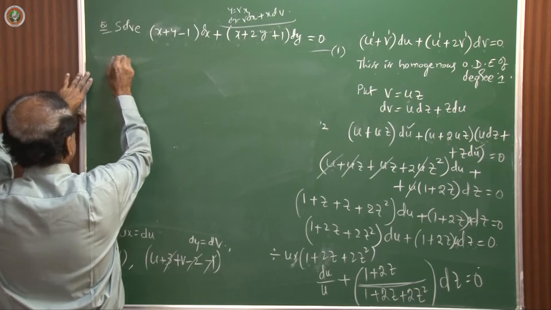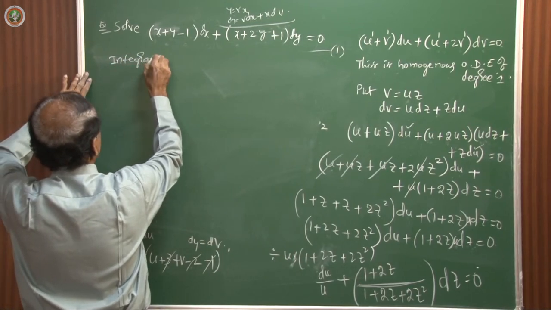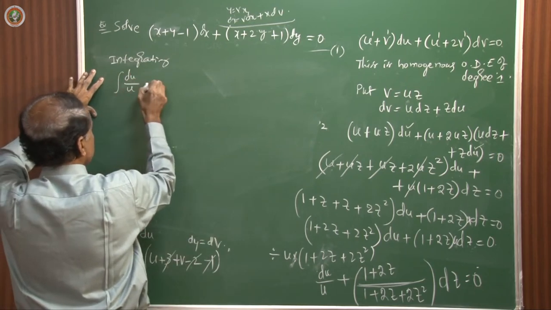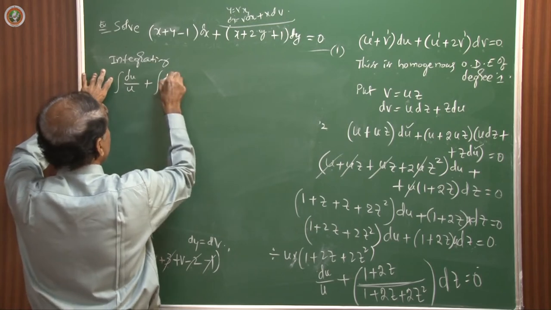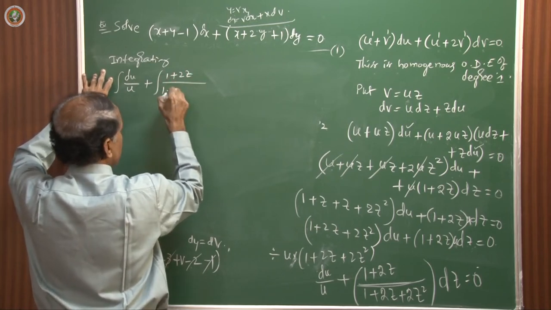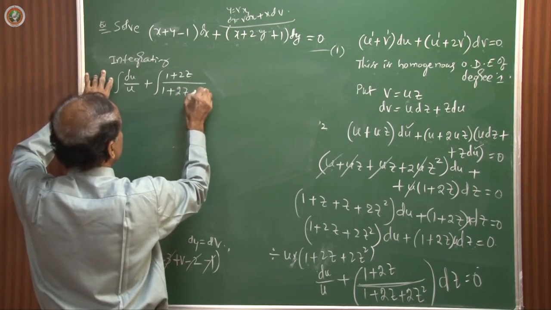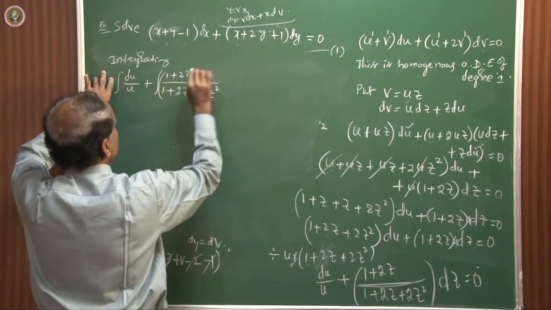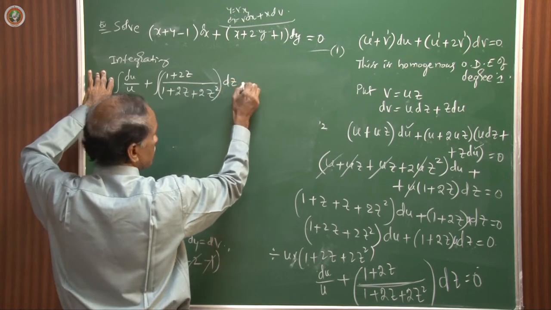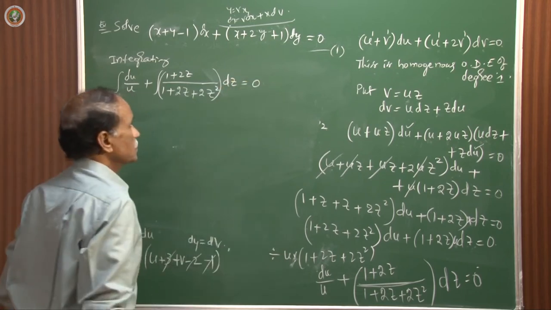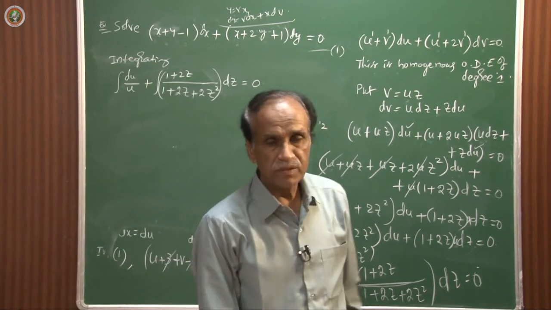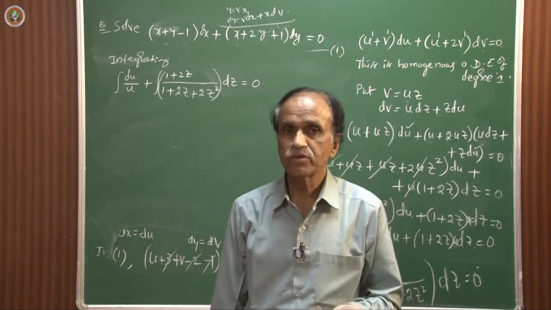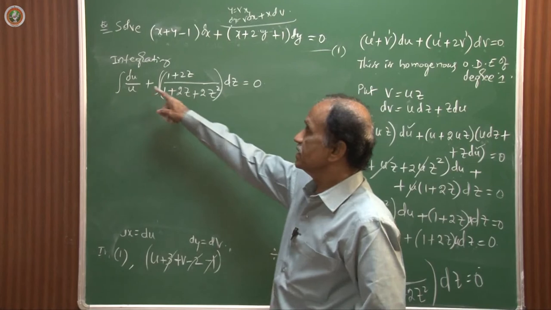That is, integrating every term, we can say, that is du divided by u plus 1 plus 2z divided by 1 plus 2z plus 2 times z square, and then dz, that is equal to 0. Okay. Is it the simple term that you can think of for the integration? Is it simple, or for you is it complicated? I hope this is a direct approach.